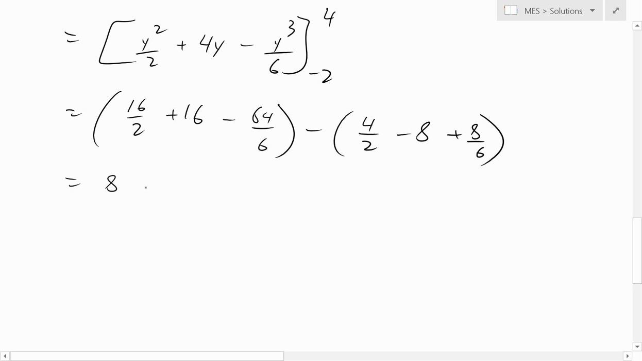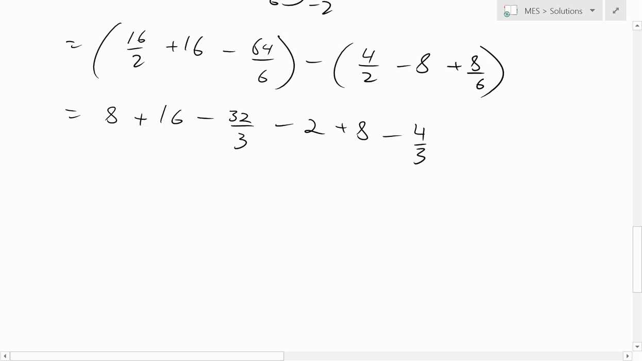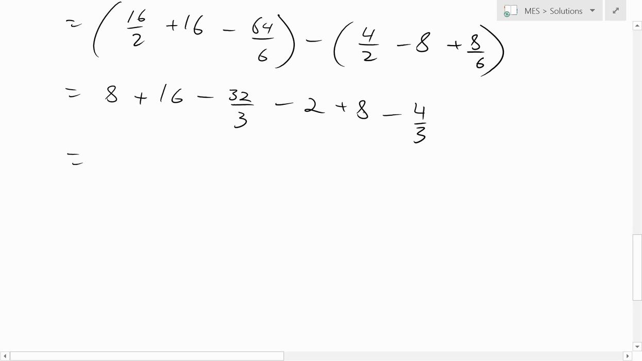This 16 over 2 is 8, plus this 16 minus 64 over 6, just to make this easier on us, divide this by 2 on both sides, so 32 over 3. Now this one right here, take the brackets out, 4 over 2 is 2, plus 8, and now we subtract the negative, divide this by 2 as well, so we'll get 4 over 3. And now we just add this stuff up.